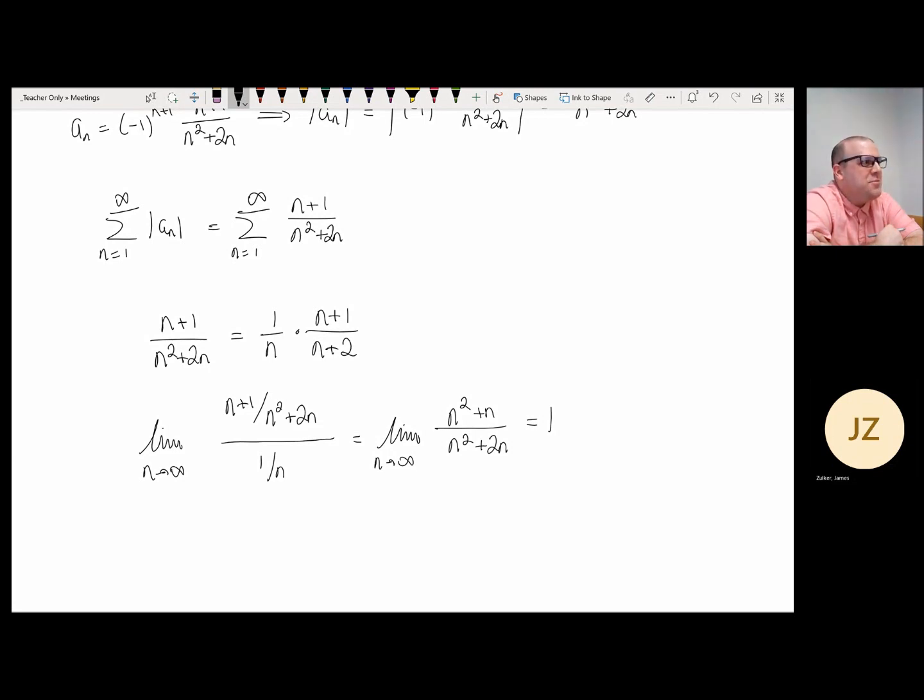Again, true, but that's more work than limit comparison. As my boss used to say, work smart, not hard. Get paid by the hour, regardless of how hard you work. So work less, get paid the same.